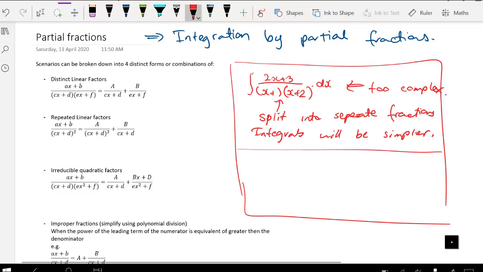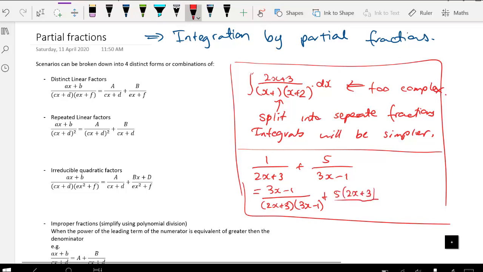Now, let's consider this scenario here, we have 1 on (2x + 3) plus 5 on (3x - 1). If we think of combining them together, going back to Year 10 and looking at our algebraic fractions, we need to get a common denominator. So we multiply the first one by (3x - 1) on top and bottom. So now we have (3x - 1) over (2x + 3)(3x - 1), plus 5 lots of (2x + 3), as we multiply the second one by (2x + 3) on top and bottom. And on the denominator, we'll have (3x - 1) and (2x + 3).